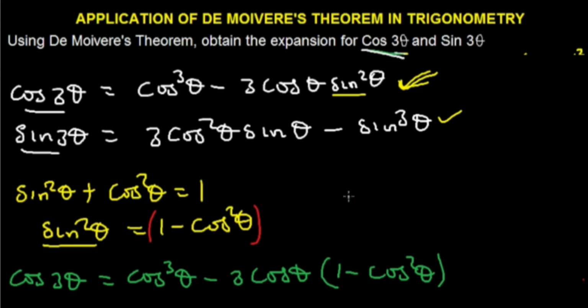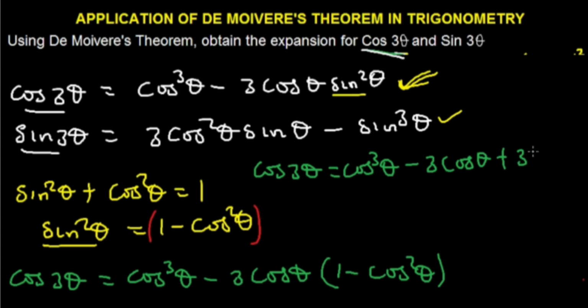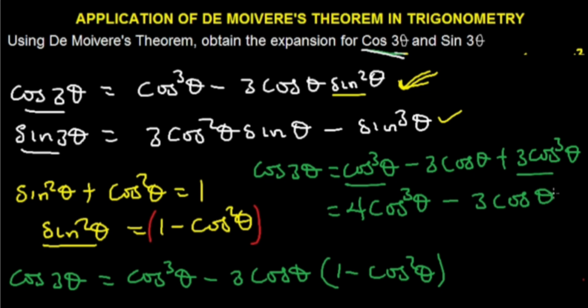Then what will be cos 3 theta? In that sense, it will be cos cube theta, minus 3, opening the brackets, then plus 3 cos cube theta. Bringing this together, this one and this one are like terms. So I'll have 4 cos cube theta minus 3 cos theta. So that will be the answer for cos 3 theta, expanding it with the Moivre theorem.